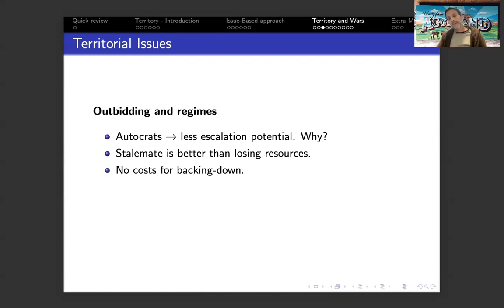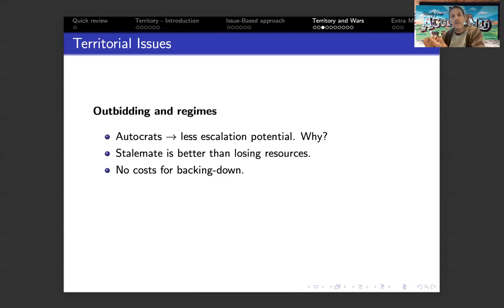In addition, audience costs represent a lower proposition when it comes to dictatorships, right? If a leader of a dictatorship issues some kind of threat regarding territory and then backs down from that threat, that leader is less likely to suffer substantial audience costs, right? So all that means that when two dictators face a territorial dispute, it's easier for them to avoid going to war.